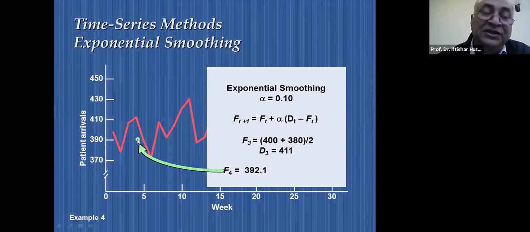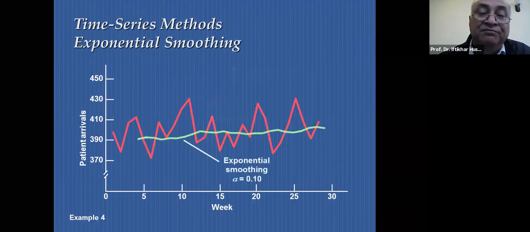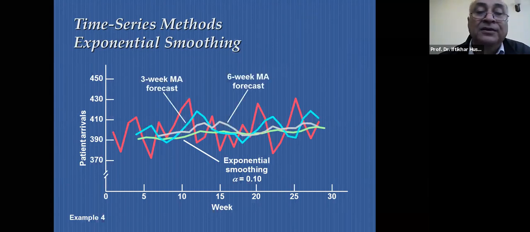392, and this was, I think, the value when we used the simple moving average technique. For week 4, 392, week 5, 394, and so on. And when we extend it to all weeks, we get this pattern. This was the three weeks moving average. This was the 6-week moving average. And now this one is the exponential smoothing.